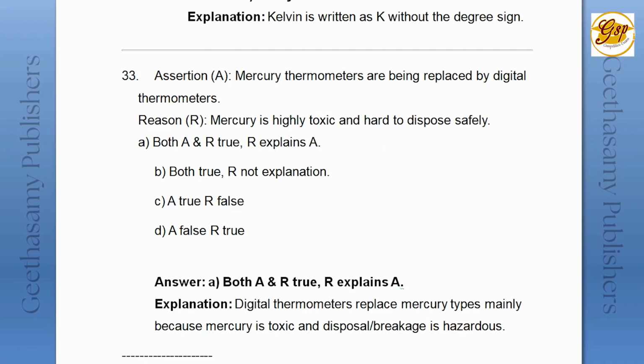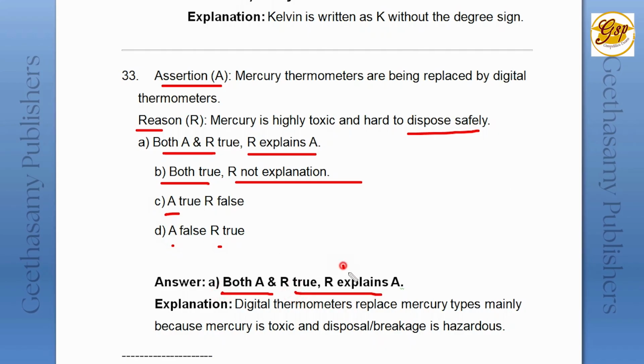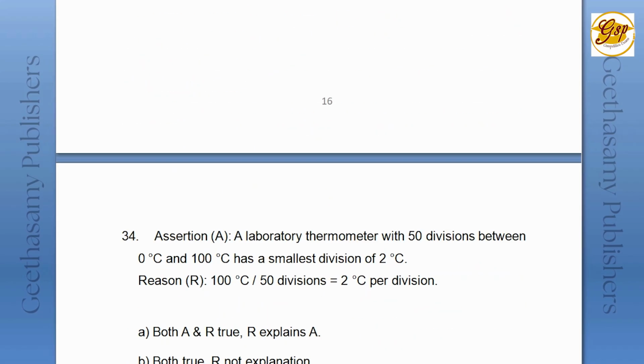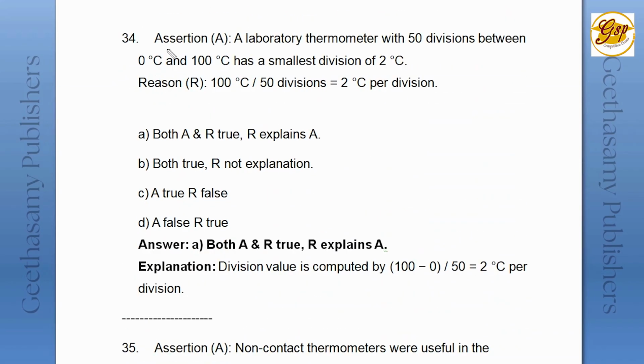Right? Assertion and reasoning. Assertion: Mercury thermometers are being replaced by digital thermometers. Reason: Mercury is highly toxic and hard to dispose of safely. Options: both A and R are true and R explains A; both are true but R does not explain A; A true, R false; A false, R true. The correct answer is both assertion and reason are true and the reason explains A. Digital thermometers replace mercury types mainly because mercury thermometers are toxic and disposal is a problem. It is hazardous.